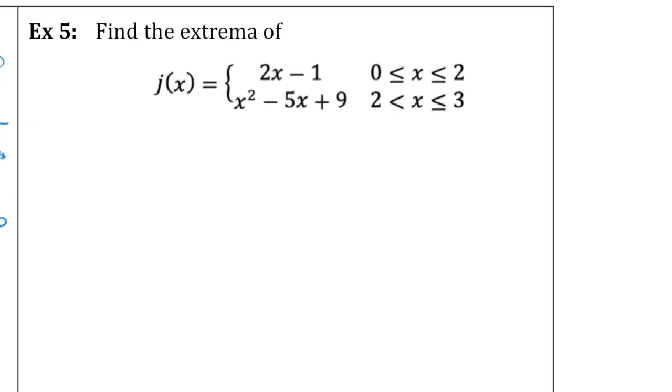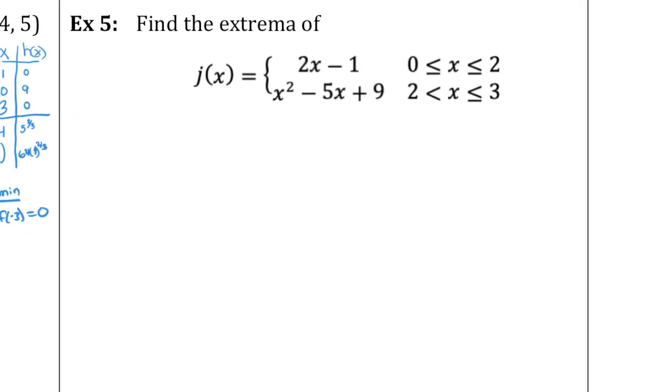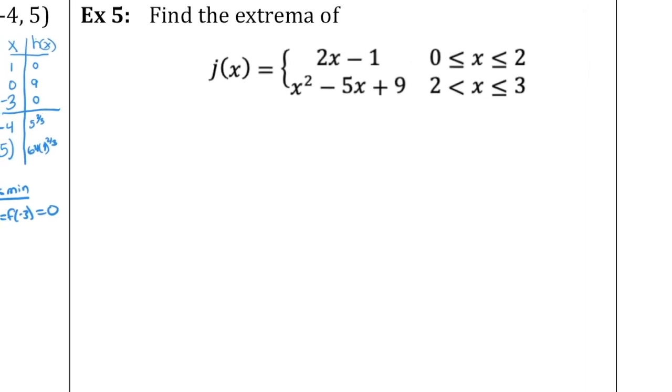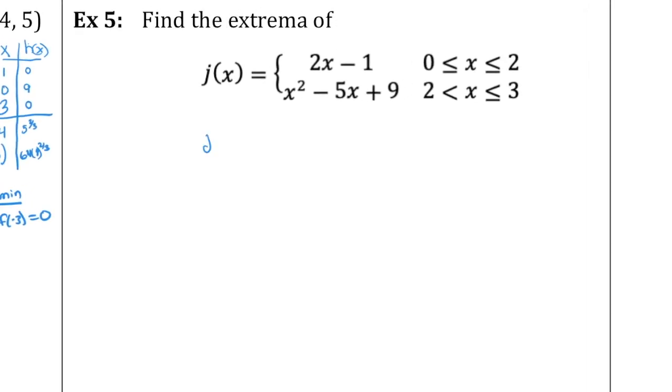For example 5, you are asked to find the extrema of a piecewise function. So you've had enough experience with these to know that the function might not be continuous where the endpoints are connecting. So we're going to look specifically at 2 as we find the derivative. So j prime of x is going to be equal to, in pieces, 2 or 2x minus 5, depending on which interval we are looking at. And next we want to think about those critical numbers.